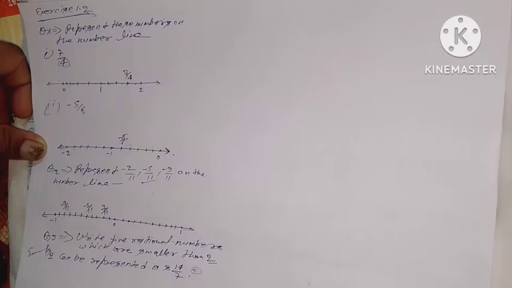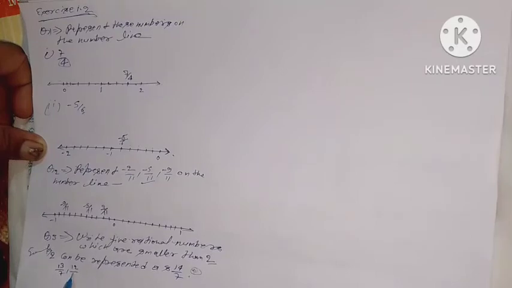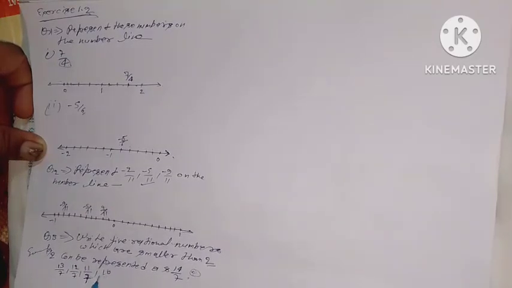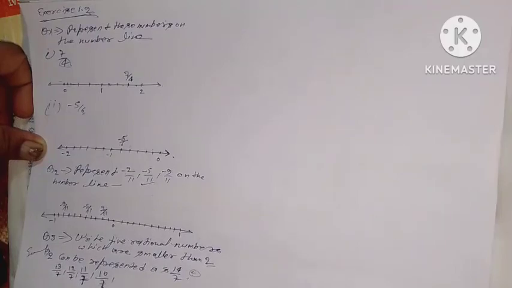Therefore 5 rational numbers smaller than 2 are: the smaller number than 14 is 13, so 13 upon 7; the smaller than 13 is 12, so 12 upon 7; the smaller than 12 is 11, so 11 upon 7; the smaller than 11 is 10, so 10 upon 7; and the smaller than 10 is 9 upon 7. These are the 5 rational numbers.